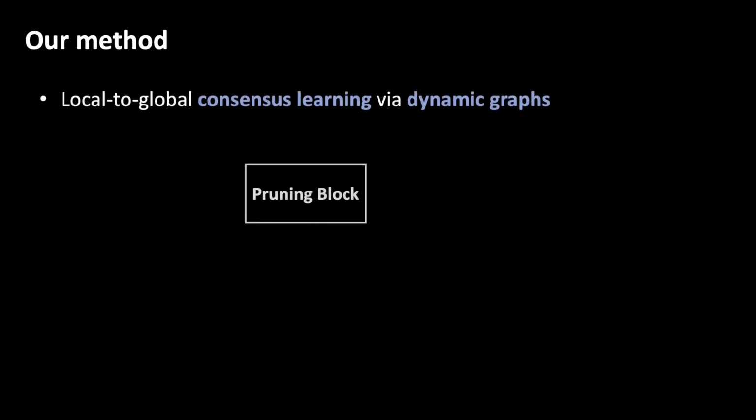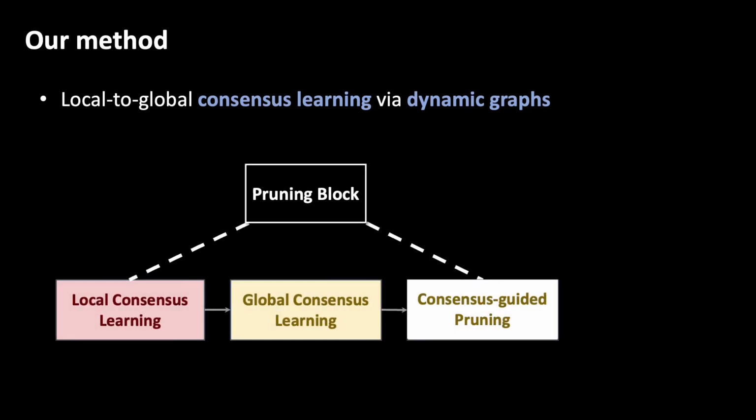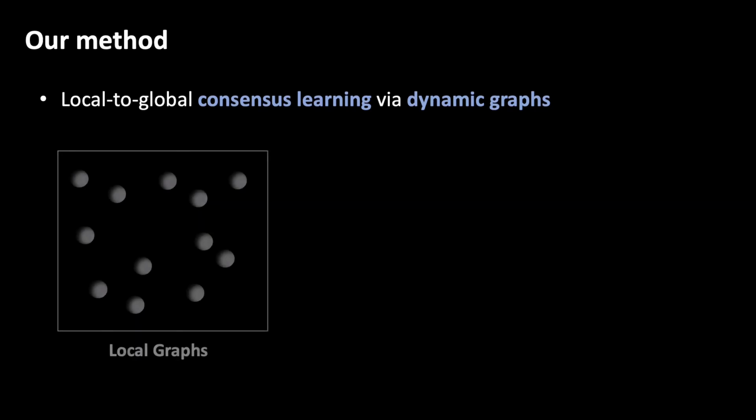To facilitate the pruning, we propose a local to global consensus learning method by using dynamic graphs. The consensus is learned from multiple local graphs as well as a global graph, which is then employed to guide our pruning process. The local graphs are built on the fly by kernel searching in the feature space. The local context is explicitly extracted and aggregated by the proposed annular convolutions. Please refer to our main paper for more details about this convolution process.